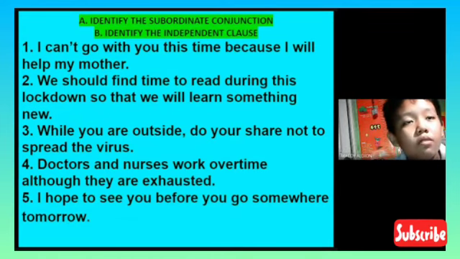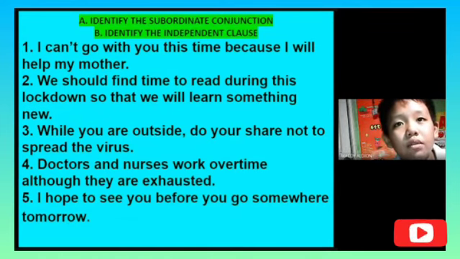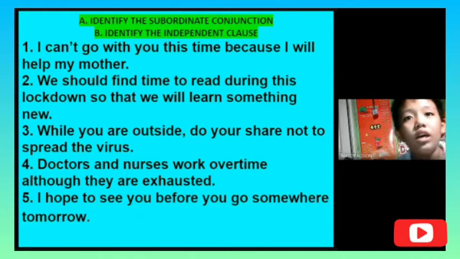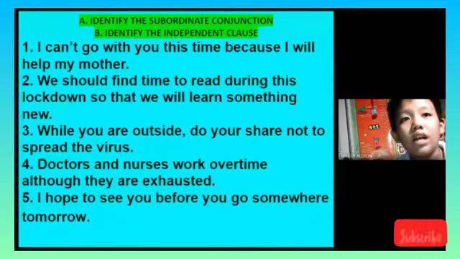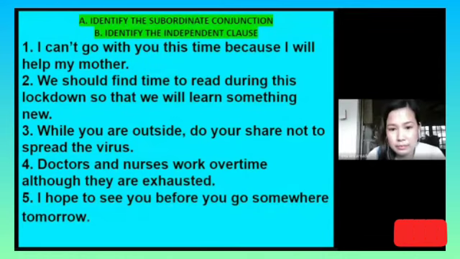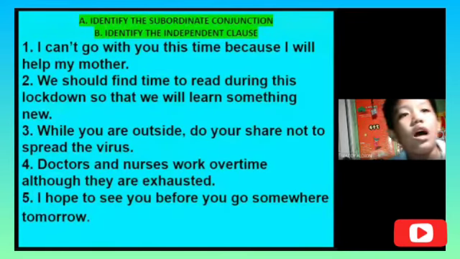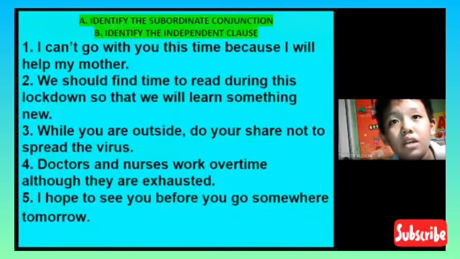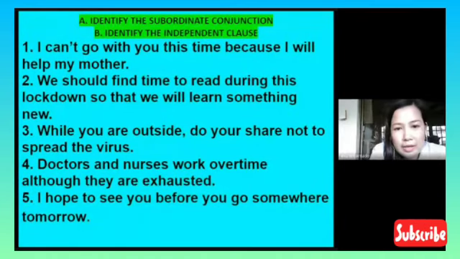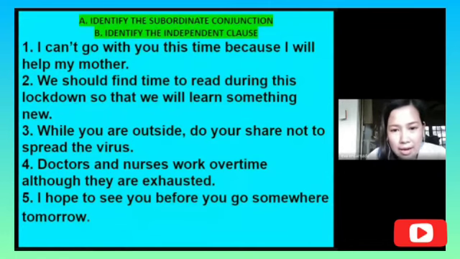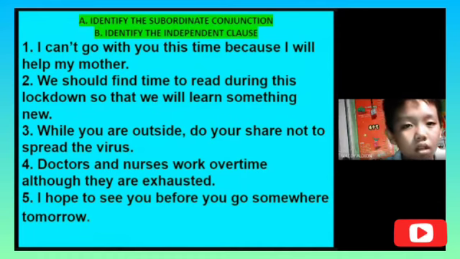Diba? Sige po. Okay. Basahin ko muna po. We should find the time to read during this lockdown so that we will learn something new. Okay, Makoy. Asan ang independent mo dyan, Makoy? Ano po yung we should find time to read? Okay. Ang independent clause mo dyan, we should find time to read during this lockdown. That is your independent clause. Good job. Next, sino pa?